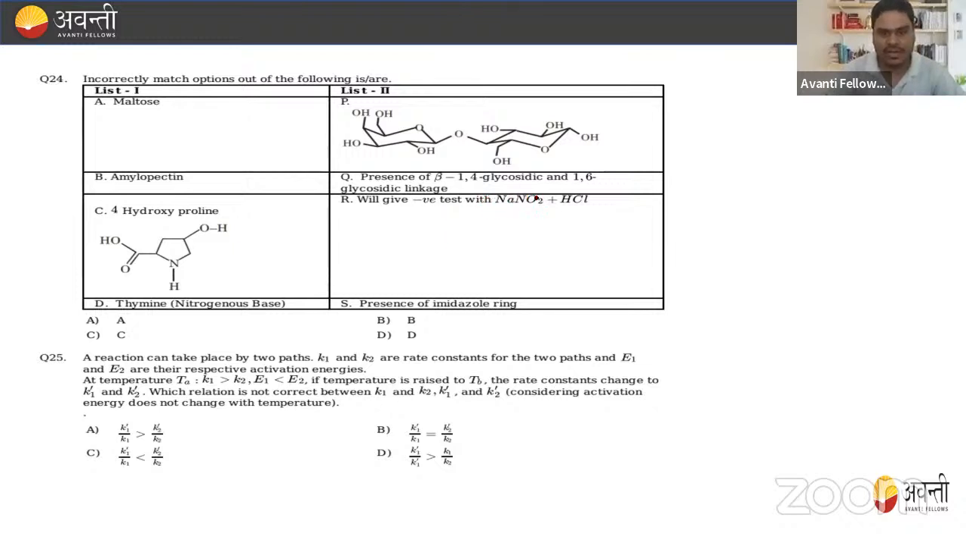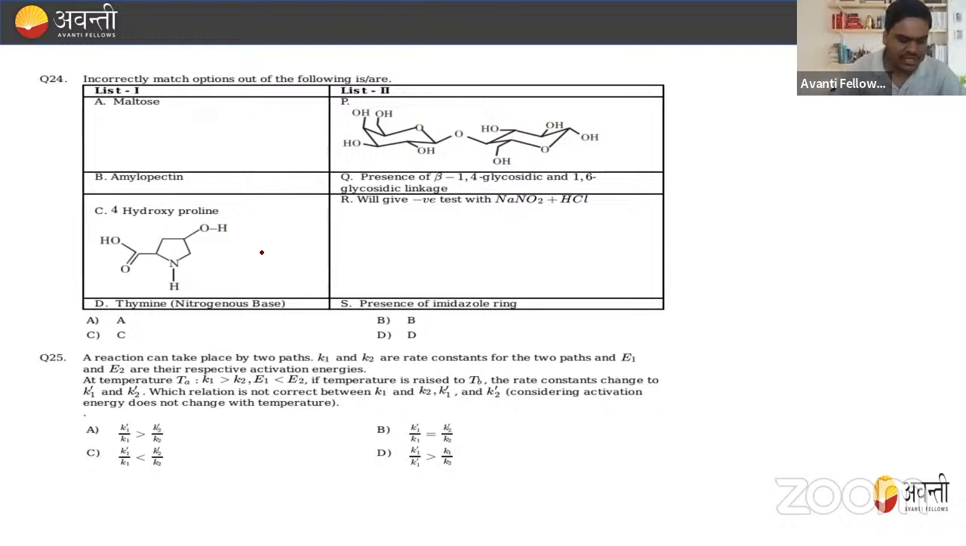Presence of beta 1,4 glycosidic and 1,6 glycosidic linkage. So we know that in case of amylopectin, we have two types of linkages present, beta 1,4 glycosidic linkage and 1,6 glycosidic linkage are also possible. So let's see the structure. Which of the following is incorrectly matched? Let's see which one of the following is incorrectly matched.